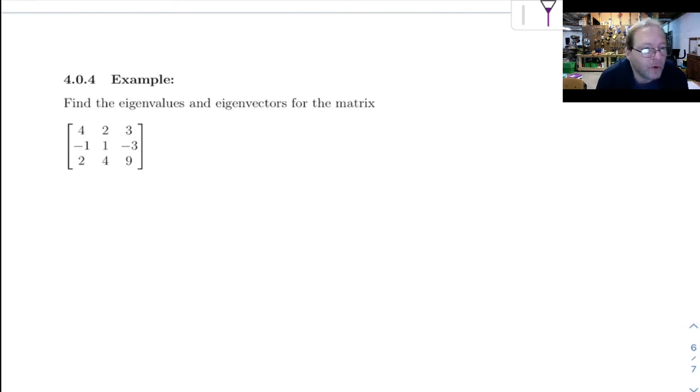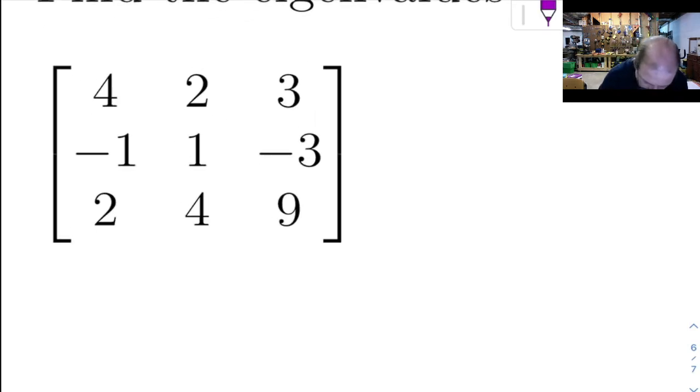All right, example 404 says find the eigenvalues and eigenvectors for this matrix. Now, conceptually, this isn't difficult to do. You just subtract lambda on the main diagonal, but then we'll have to find the determinant of this thing. And the lack of zeros in this matrix is going to make that not fun.